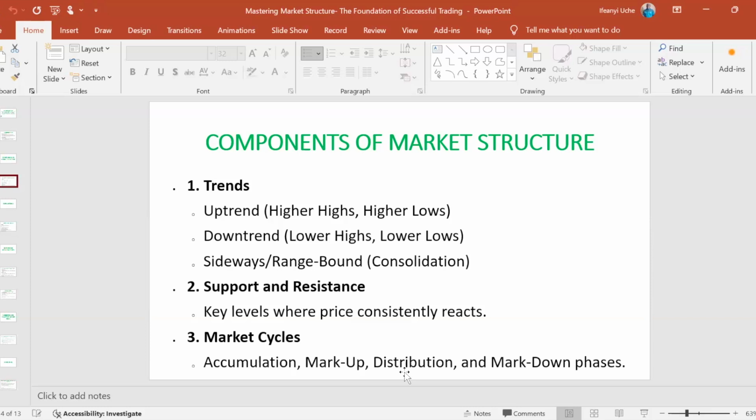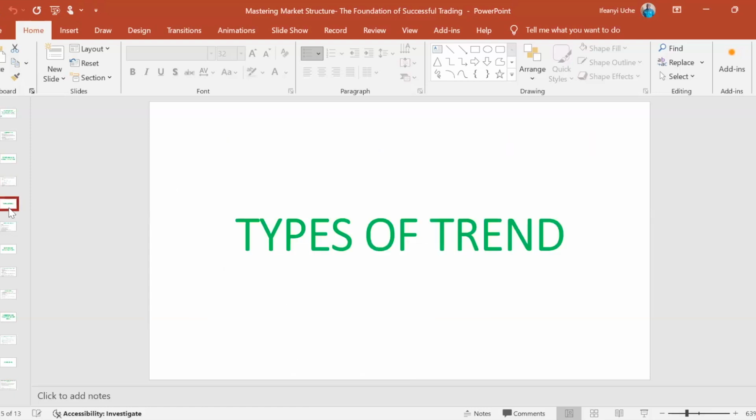All right. So next, you have the market cycles. In the market cycles, they come in phases. There are about 4 phases. Phase 1 is the accumulation phase. You have the markup phase, the distribution phase, and the markdown phase. We're going to be looking at these one after the other. So let's quickly get down to the types of trend.